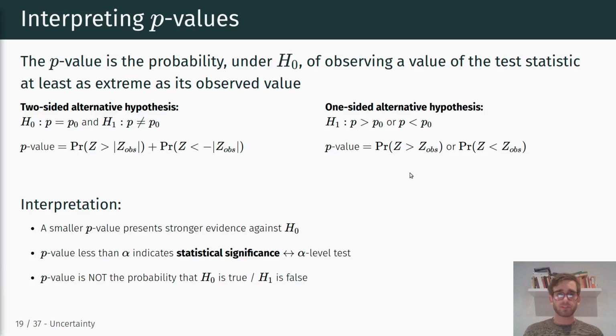What is important to emphasize in this context, going through this interpretation of p-values, is that the p-value does not give you the probability that the null hypothesis is true or the alternative hypothesis is false, right? It is just a measure of the likelihood of observing our sample test statistic under the assumption that the null hypothesis is true. It does not give us the probability that the null hypothesis is true in itself, or that the alternative hypothesis is false, right?